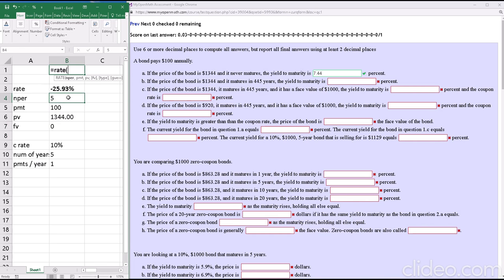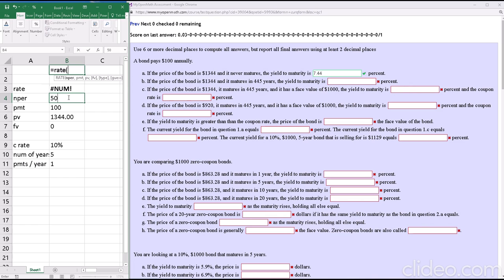This is a bond that only has 5 periods. We're only getting $100 for 5 periods. The rate is negative 25.93%. In our example, the bond never matures, so the number of periods is some large number of years. And the problem with Excel doing this is that we can't type in infinity here, right? We get an error message. So what do we do instead?